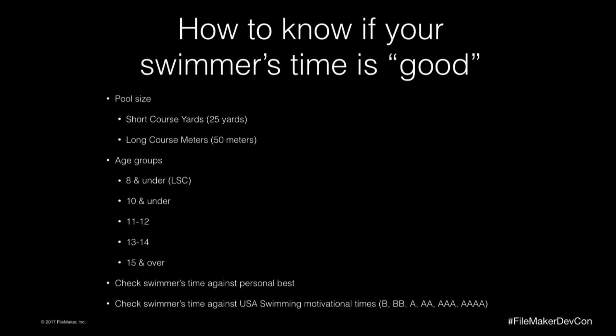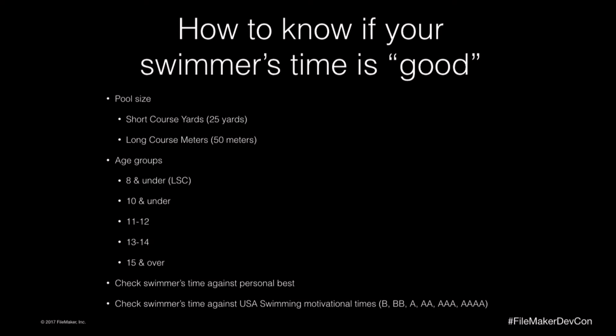All right, so what are you doing when you want to figure out how good the times are? What's important is pool size. There are 2 in the US: short course yards and long course meters, which is the Olympic size swimming pool. Our seasons are split up from fall to about April or so. We're all swimming short course yards, 25 yards, and then we move to what's called long course season, which is the rest of the season until the end of July, and we get a break in August.